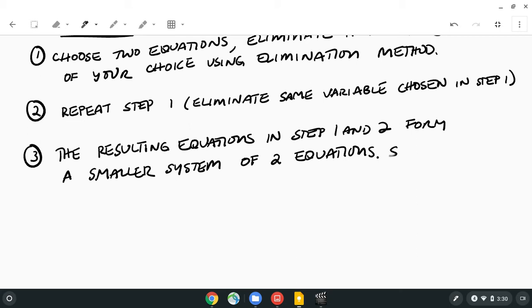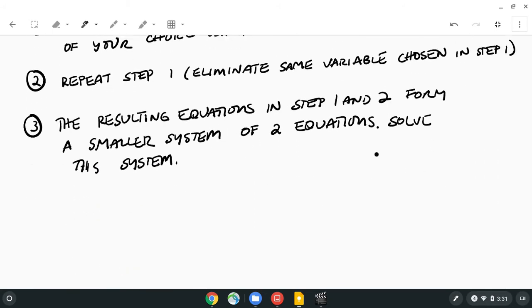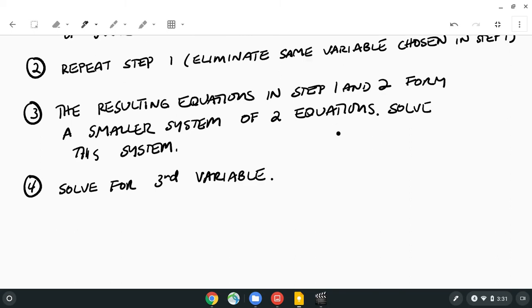Okay, solve this system. When you solve this system, you will have the solutions to two of the variables, and so you will need to solve for the third one in this last step. If you have two, you should be able to solve for the third. Okay, so let's go ahead and do an example where we put all of these steps into action.